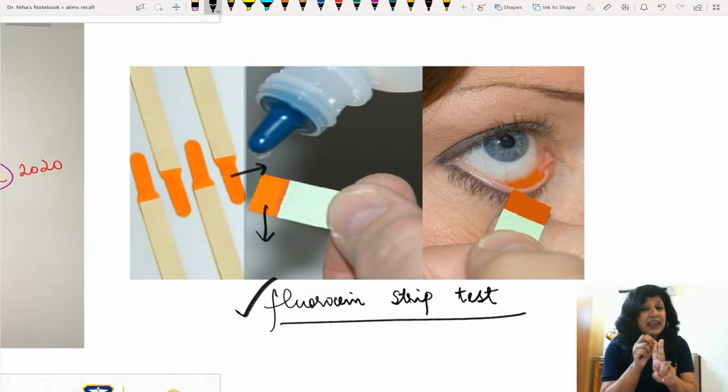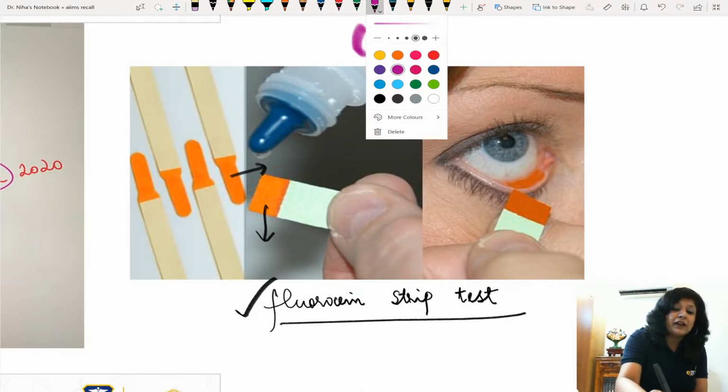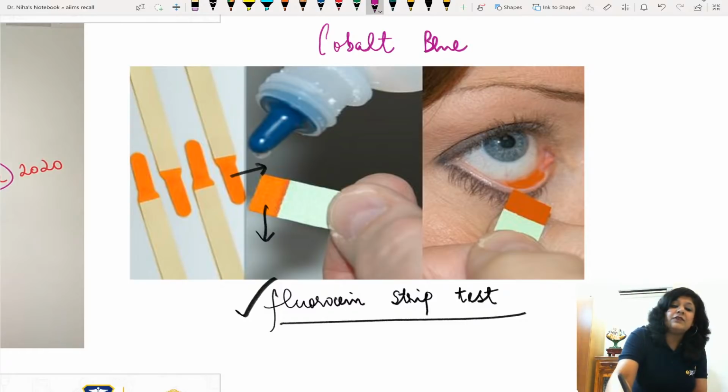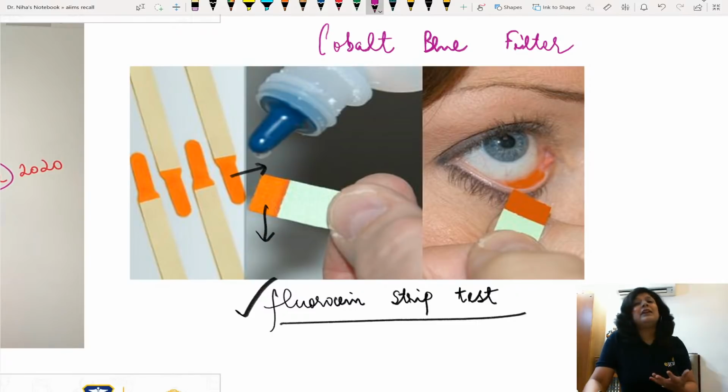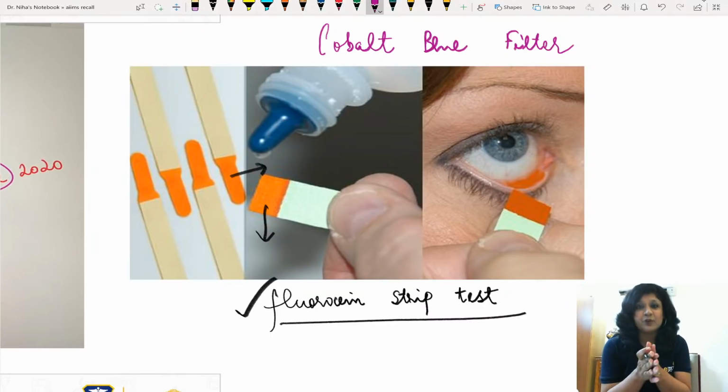The name of the stain is fluorescein. And another important thing, how will you see it? Through the cobalt blue filter. These are very basic things, and when we are attending our wards and duties, we pick them up naturally. That is why in the classes we always emphasize that please attend your duties, because when I tell you these things in the class, you will be able to correlate well when you have seen them. So this is your cobalt blue filter.